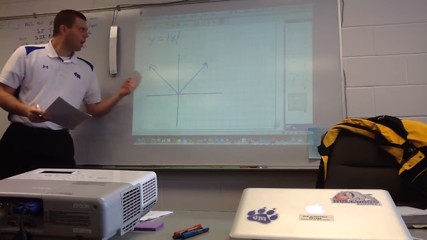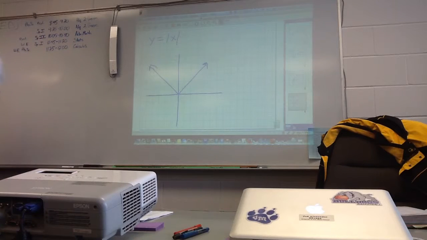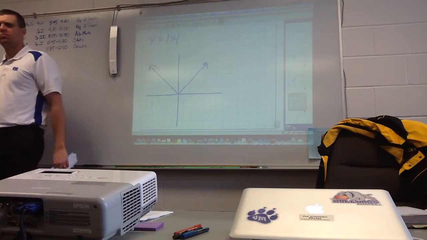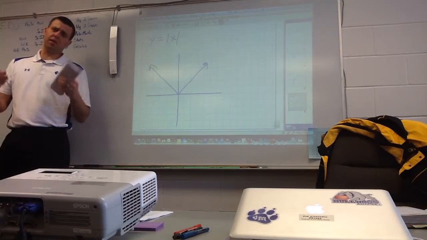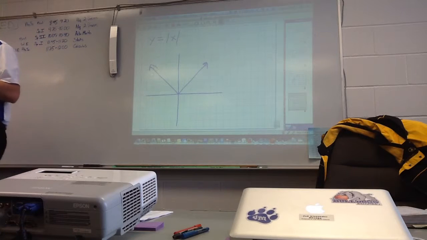Oh well. Y equals the absolute value of x. V-shaped graph. Why is it a V-shaped graph? Because it's always positive. Absolute value always represents a distance from zero on a number line, making it always positive, so therefore your y values will always be a positive amount.